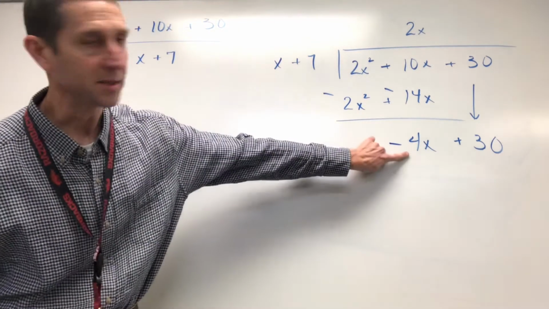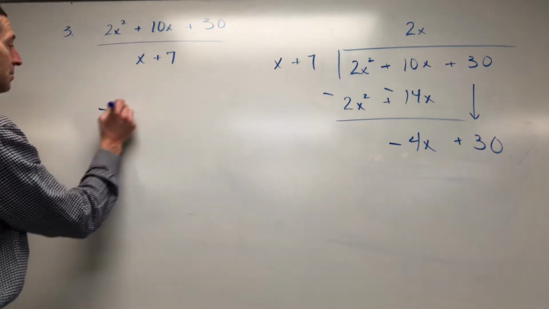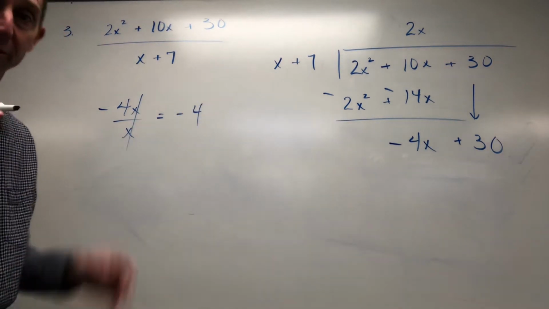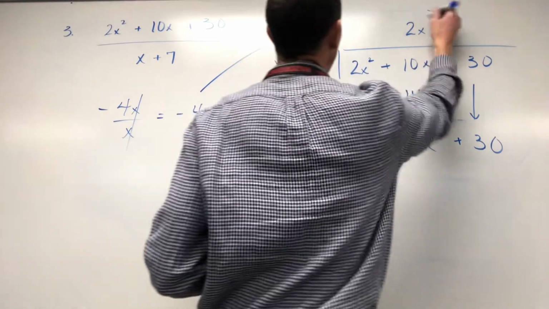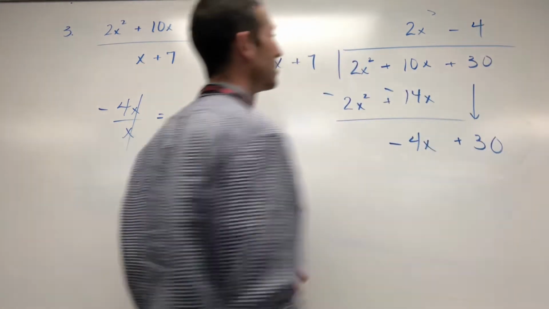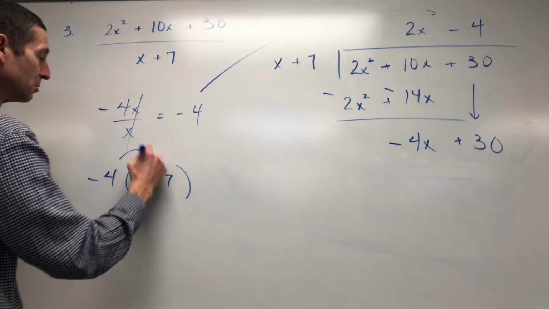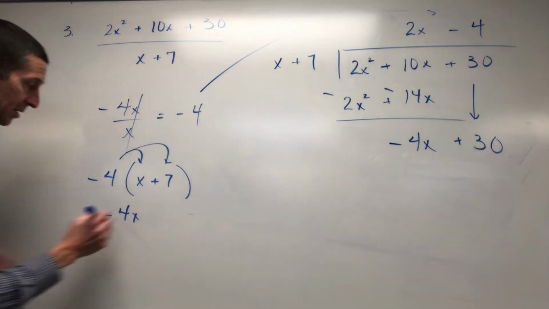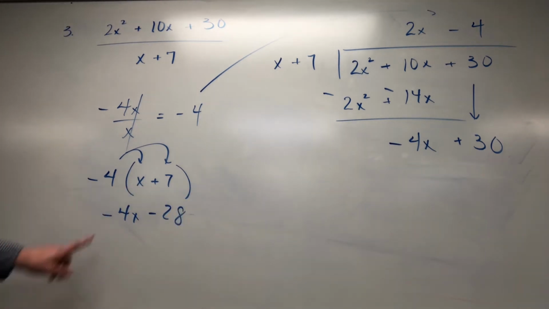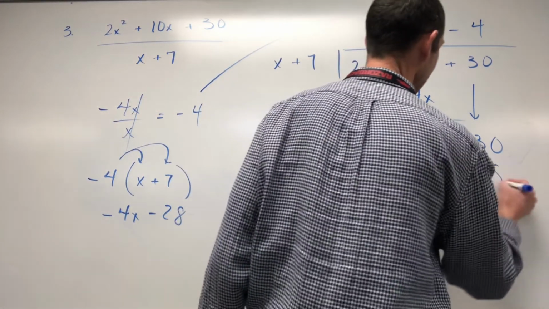Round 2, same process. Take that first one right there, negative 4x. Take this first one, x. Clean it up, negative 4x over x. That gives me a negative 4. This negative 4 goes up here. And remember, not an x squared, not an x, it's a number, negative 4. Second thing negative 4 does, hits that divisor, x plus 7. Boom, boom. So negative 4x, negative times positive, negative 28. So now you've got negative 4x and negative 28 that we've got to run over here.